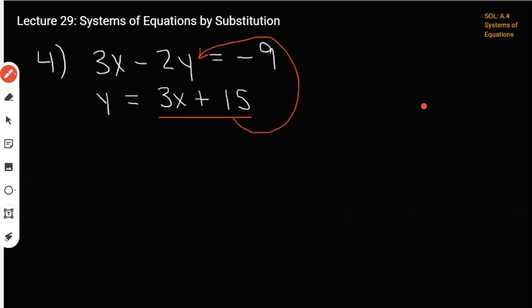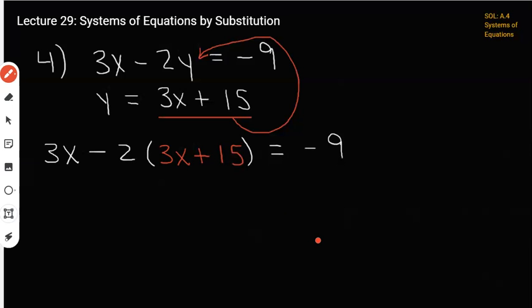I'm going to keep everything about the top equation the same, except for the y. The y is going to change. And inside the parentheses right here, I'm going to plug in 3x plus 15. So I'm taking the top equation, keeping everything the same, except for the y. The y has changed into a 3x plus 15. And that's because of that bottom equation.